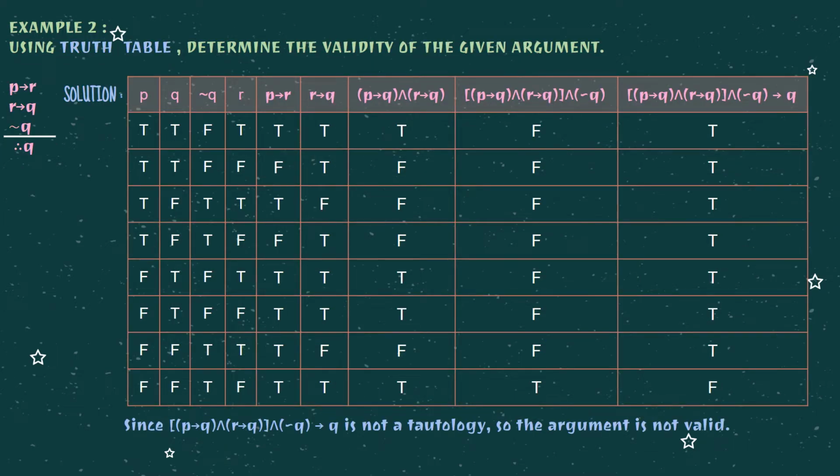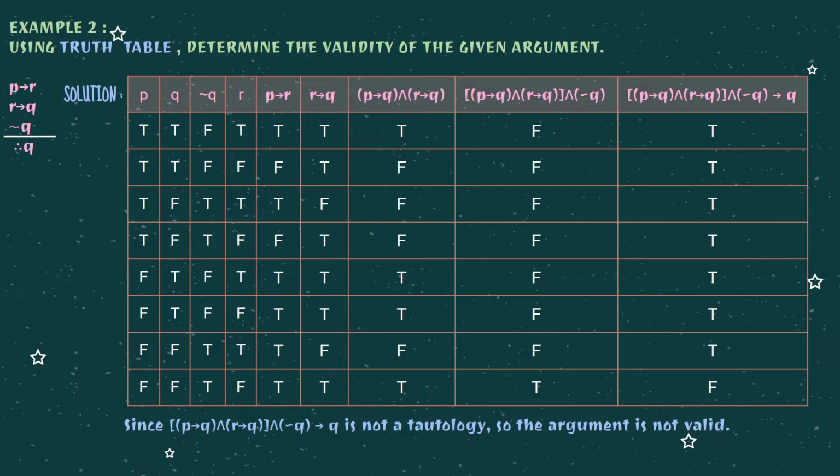Example 2. Using truth table, determine the validity of the given argument. Premise 1, P implies R. Premise 2, R implies Q. Premise 3, negation Q. Conclusion, Q. Here we also have 3 variables, so the truth table must have 8 rows. Then we construct the truth values of P, Q and R as usual. Negation Q: just inverse the values of Q.